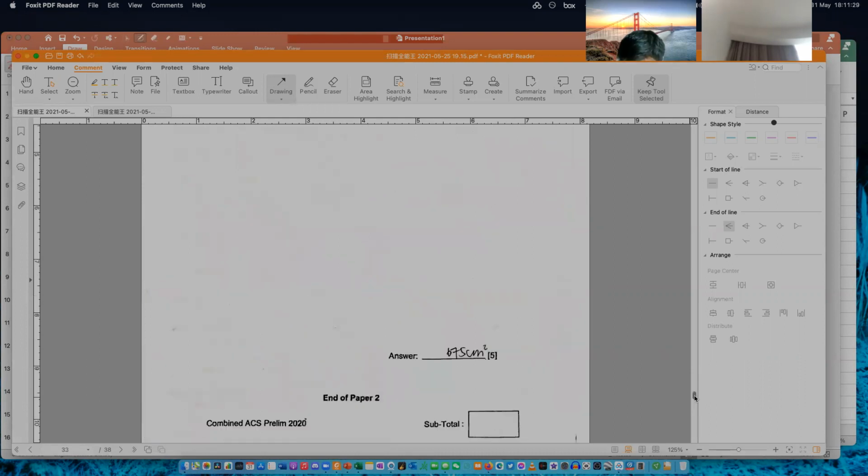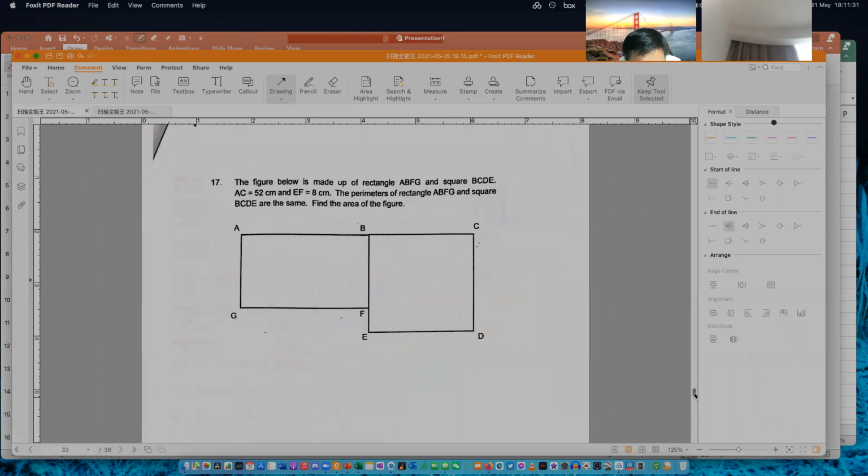This one also wrong. So what happened to this question? It says AC is 52, and then EF is here, so it's 8. Then the perimeter of the rectangle and square are the same. So the perimeter of the rectangle ABFG is the same as this one. Then find the area of the figure.